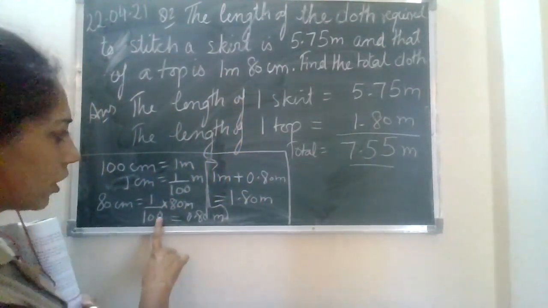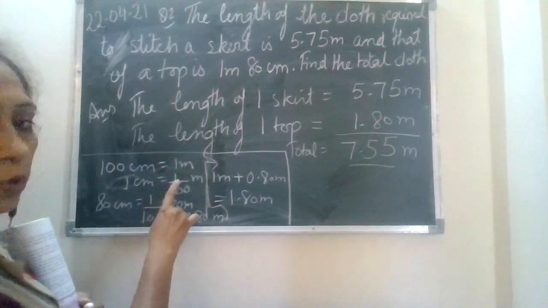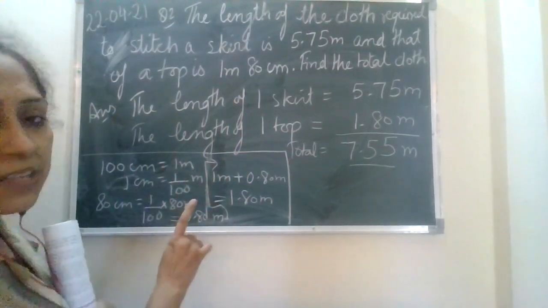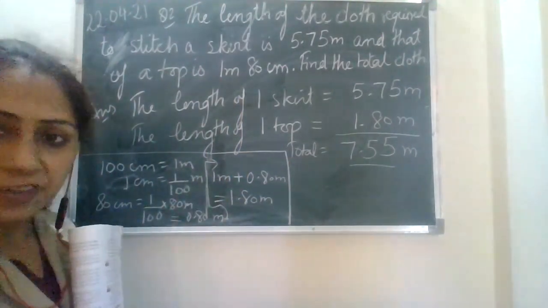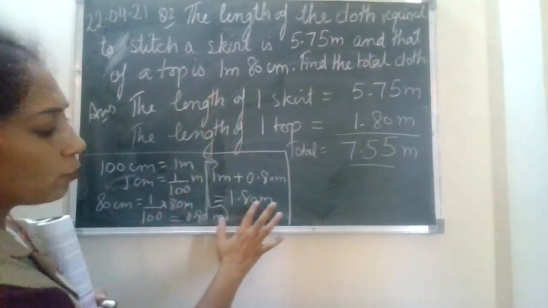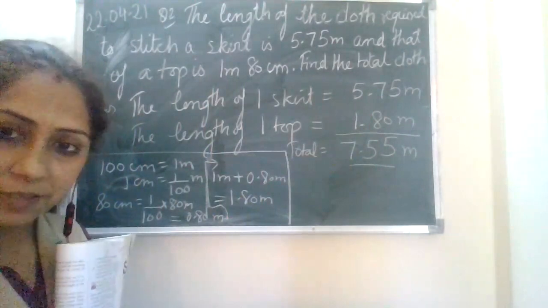Okay, this is the rough work involved. Same way, 100 centimeter equals 1 meter, 1 centimeter equals 1 upon 100 meters, and 80 centimeter equals 1 upon 100 into 80 meters. Then we place a decimal, add up to 1 meter, get 1.80 meter, and then we add up accordingly and get the final answer.